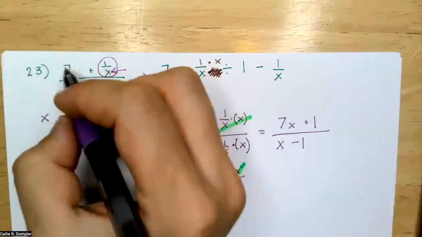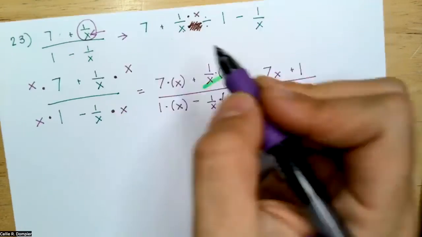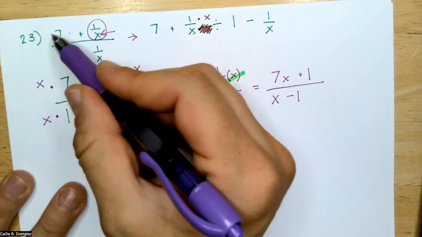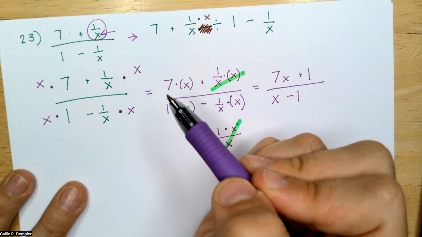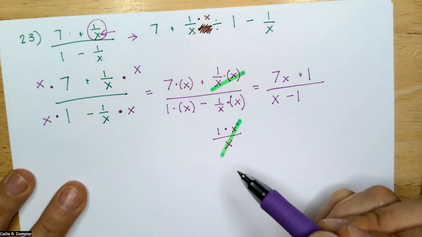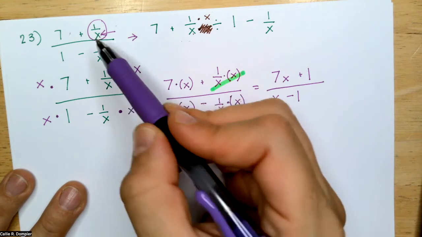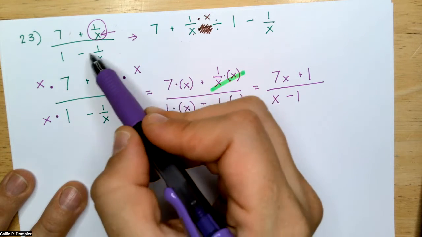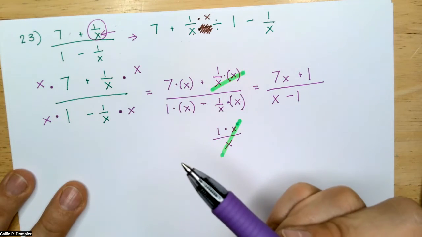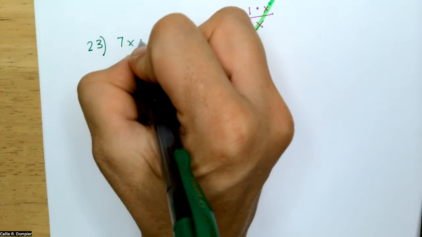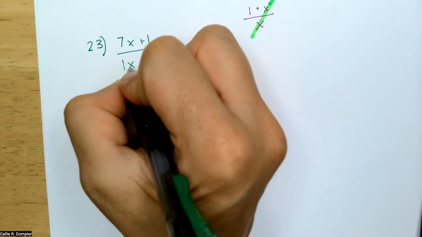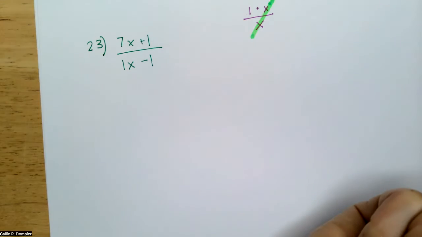Okay, so in order to get rid of those fractions, what I did was I multiplied the entire expression by that denominator. And I got 7x plus 1 over x minus 1. Right? I wanted to get rid of that, so I multiplied this, this, this, and this by that denominator. So our final answer for 23 is 7x plus 1 over x minus 1. And, all right, 24.